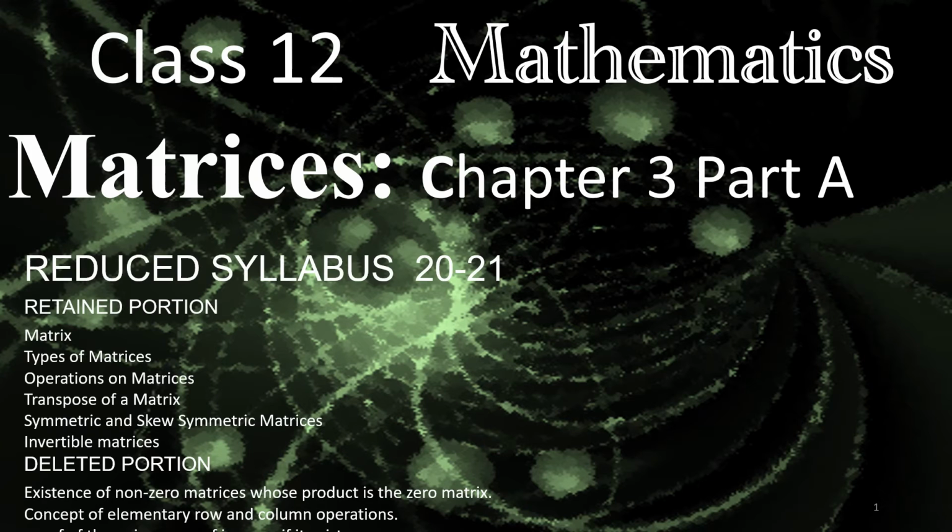The syllabus for the academic year 2021 has been reduced. The retained portions are types of matrices, operation on matrices, transpose of a matrix, symmetric and skew matrix, invertible matrices. The deleted portions are existence of non-zero matrices whose product is the zero matrix, and concept of elementary row and column matrix.